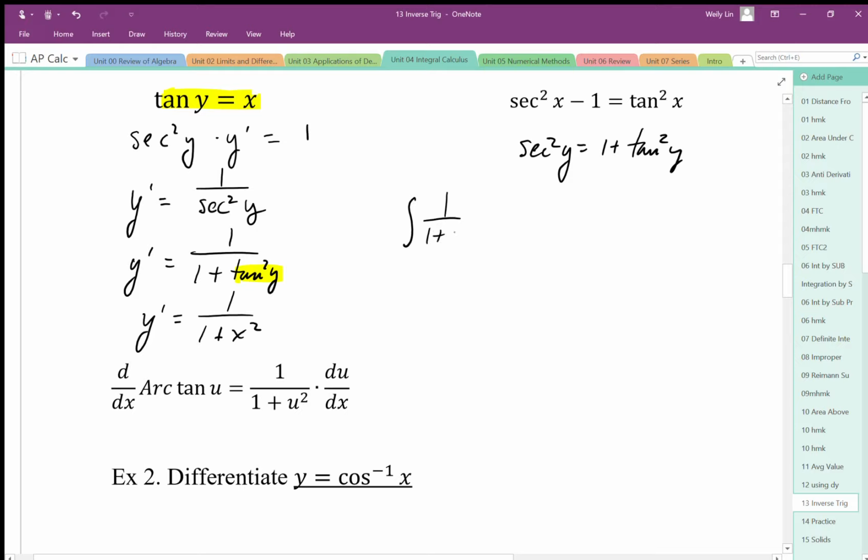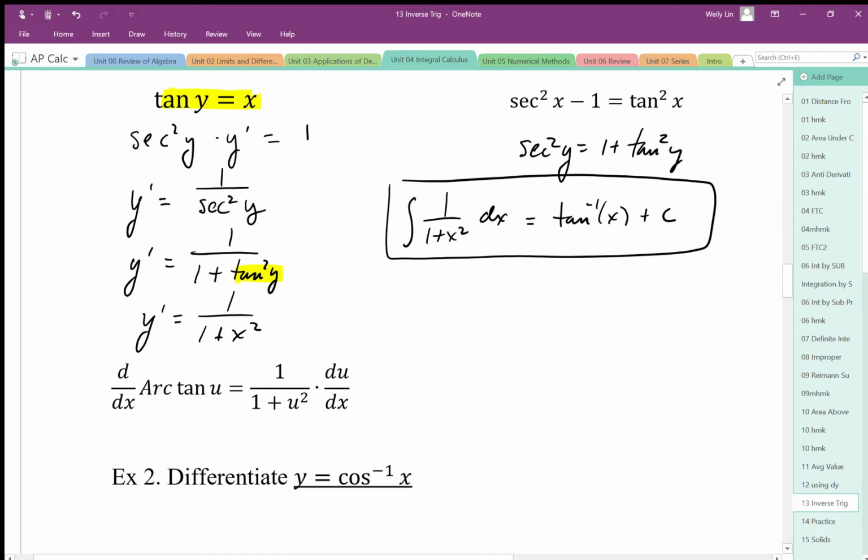Okay, so what that implies then is that for the integral of an expression that looks like this, when we have 1 over 1 plus x squared, we can't use power rule or anything like that. But this relates to an inverse trig integral. So we end up with tan inverse of x plus c. Okay, so this is now a defined integral. Whenever you see those, relate them to the arctan function.